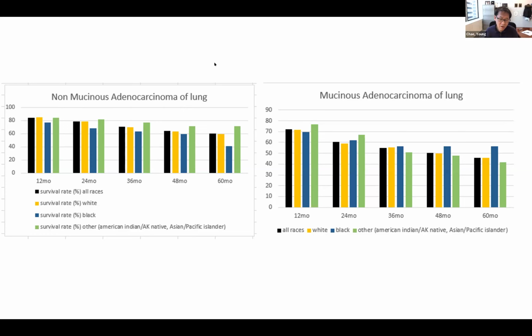Oh, well, we have all race, white, black. So other has, okay. You can put other, but I wouldn't put all race here, because it's just three different graphs. Oh, delete the all races. Okay. Got it.